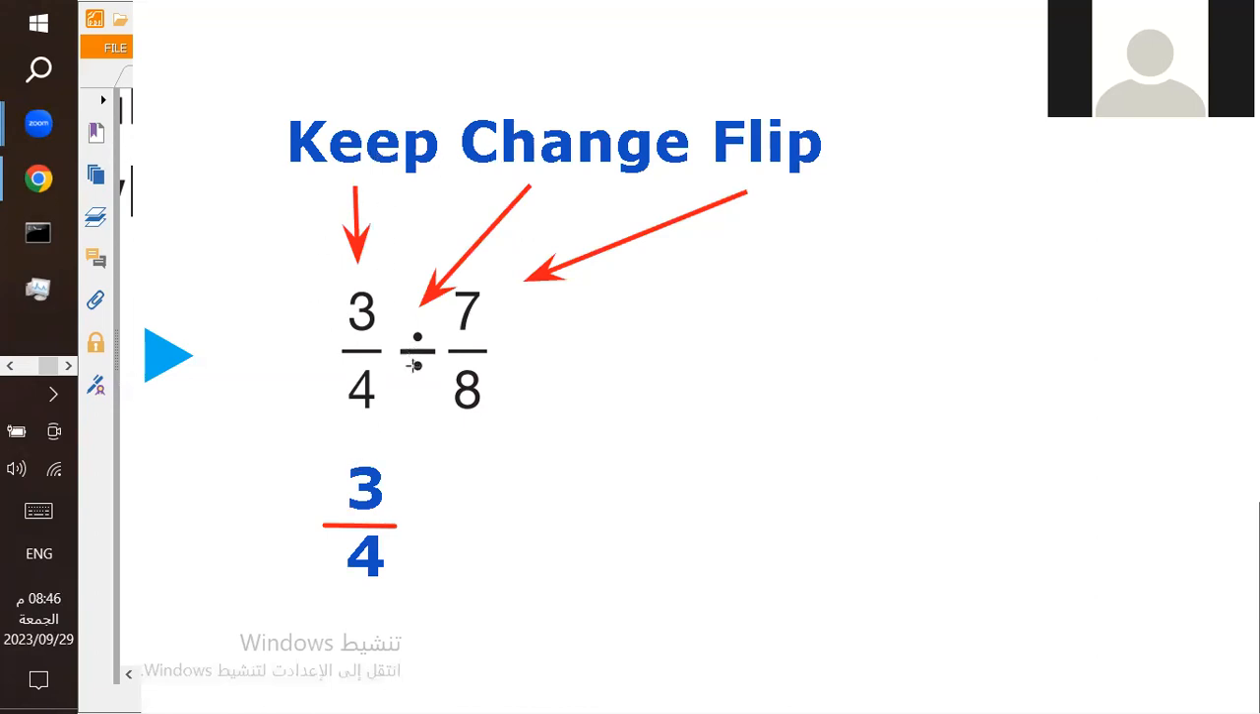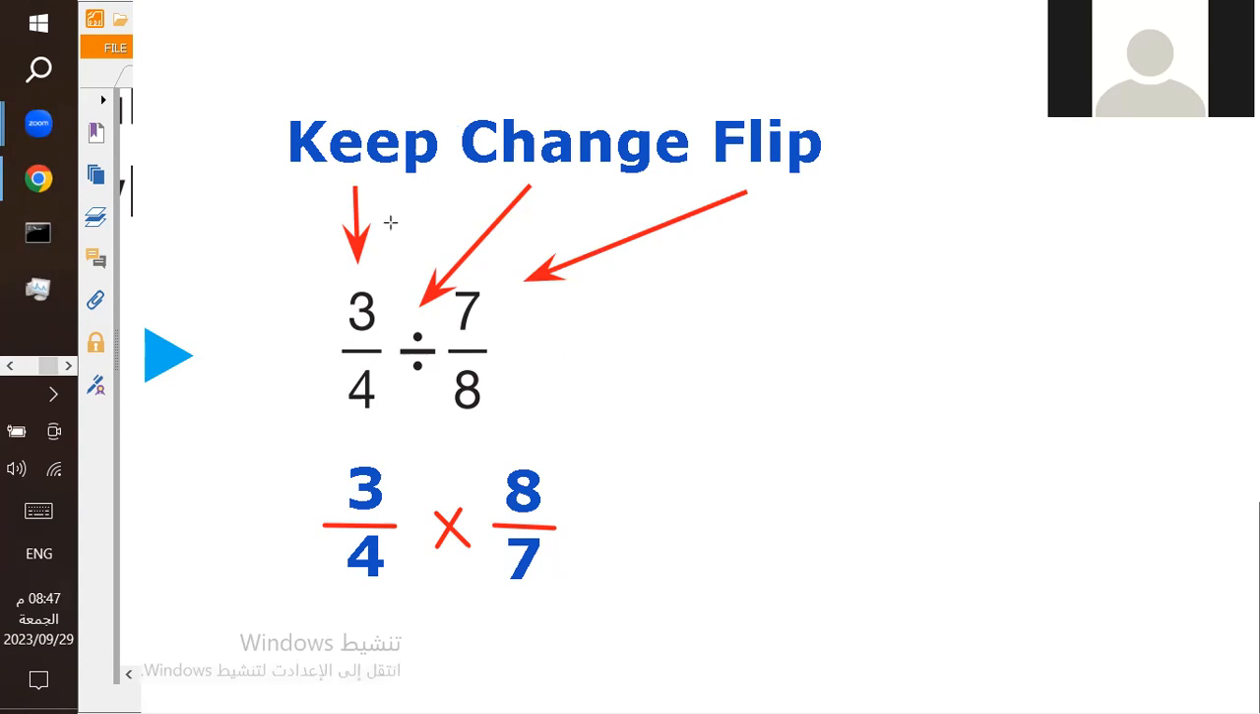And then we turn the dividing into multiplying. That's why we said change. So keep, change this, and flip the last fraction. So we flip this, 7 over 8 is going to be 8 over 7. You studied this rule last year in the reciprocals lesson, in which you flip the last fraction to answer the dividing questions.